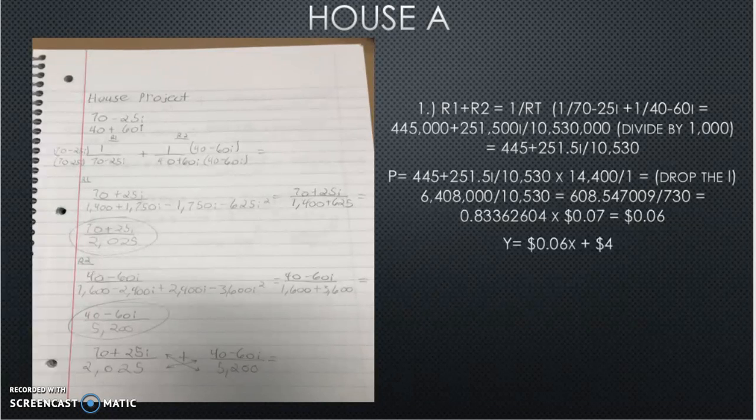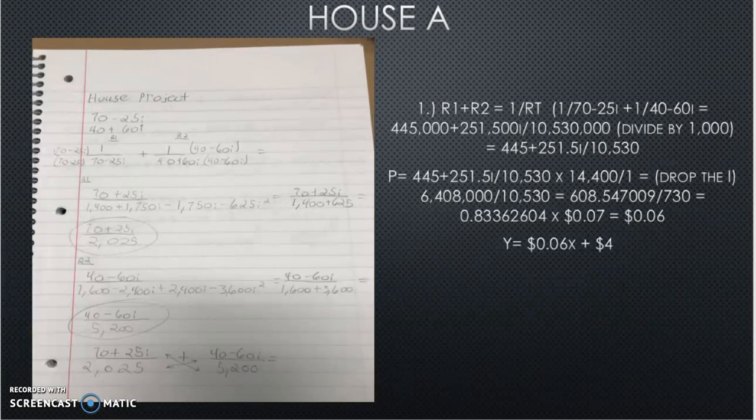For R1, I got 70 plus 25I over 1,400 plus 1,750I minus 1,750I minus 625I squared by multiplying both the top and the bottom by the denominator. And my ending equation was 70 plus 25I over 2,025.